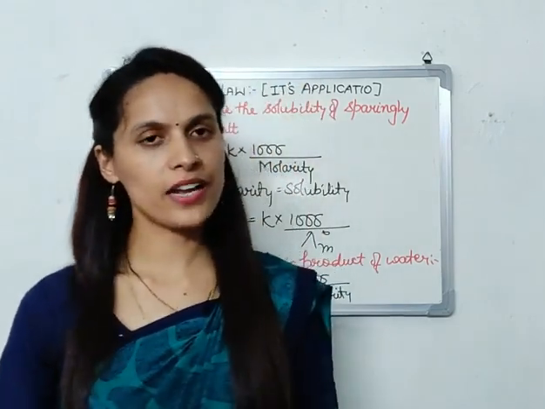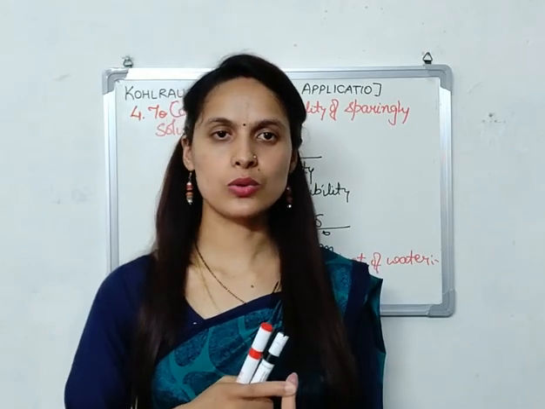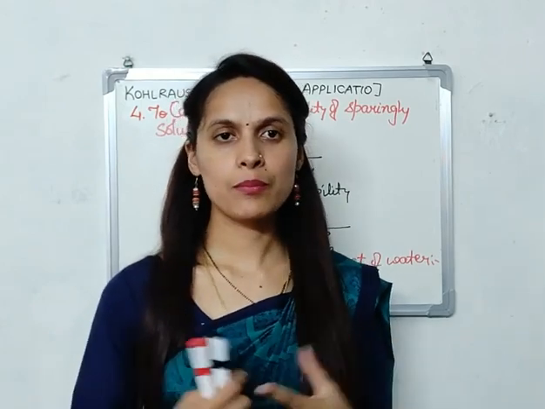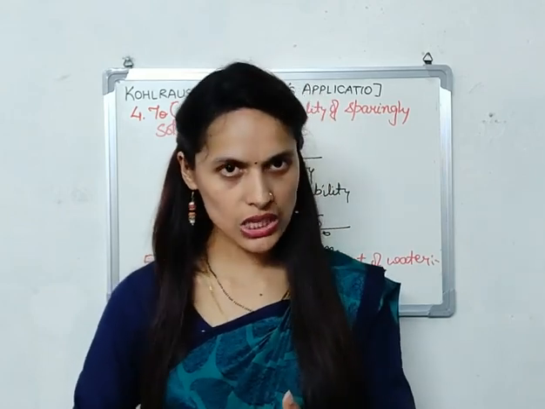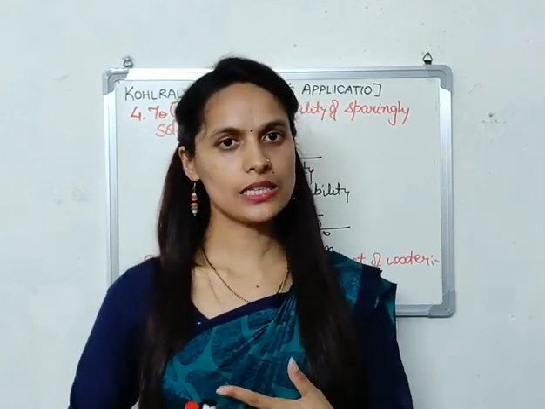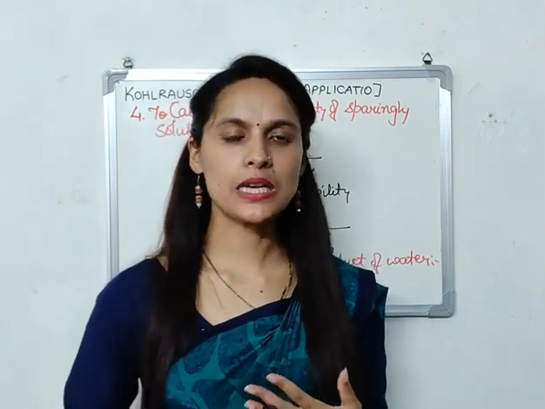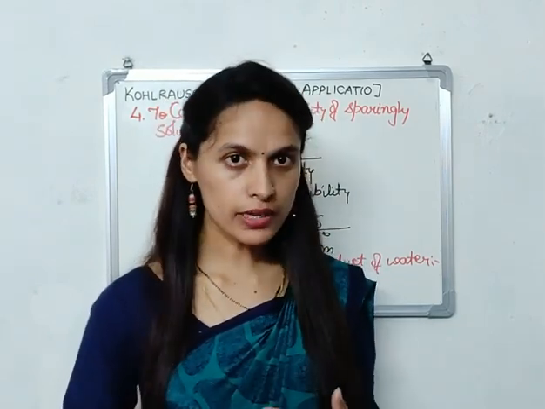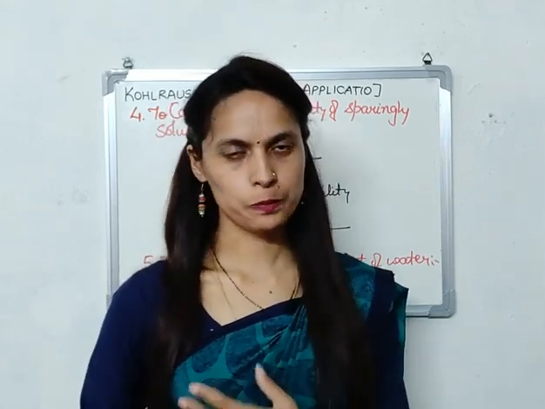So these are the 5 applications of Kohlrausch's law. First one, to calculate lambda m naught for weak electrolyte. Second one, to calculate the degree of dissociation. Third one, to calculate the dissociation constant. Fourth one, to calculate the solubility of sparingly soluble salt. And fifth one, to calculate the ionic product of water.